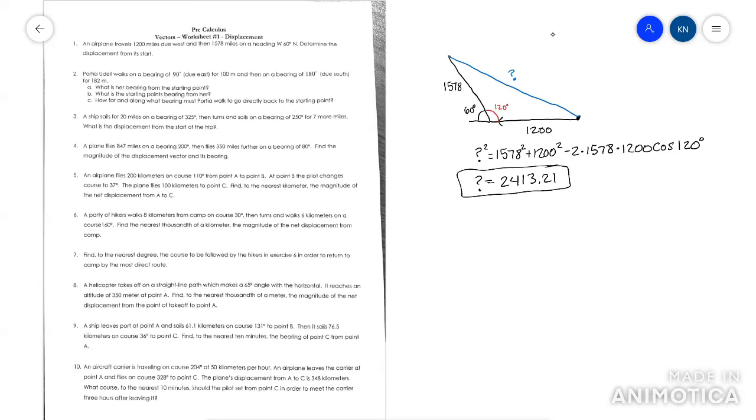So number one was pretty easy. That's nice. The only tricky part on number one was that west 60 degrees north. They're telling you go west and then do 60 degrees towards the north. That makes that angle 60 degrees. I know that's kind of confusing, but it gets a lot more confusing than that. So let's move on.